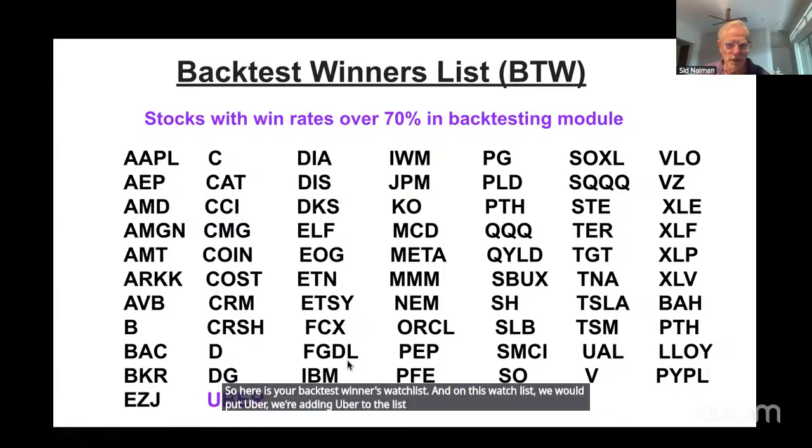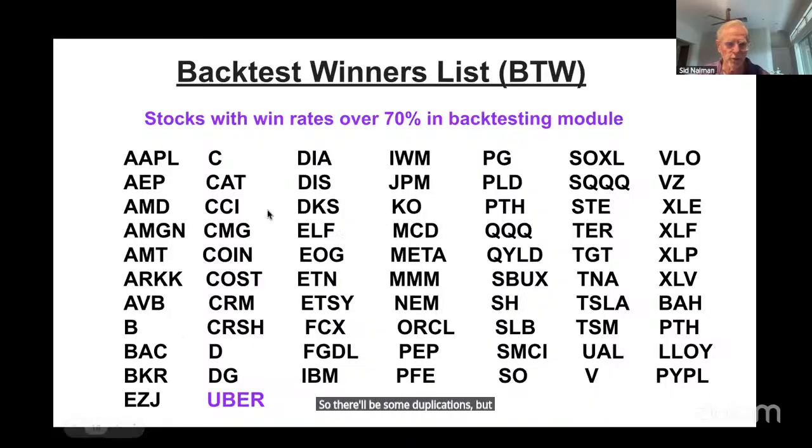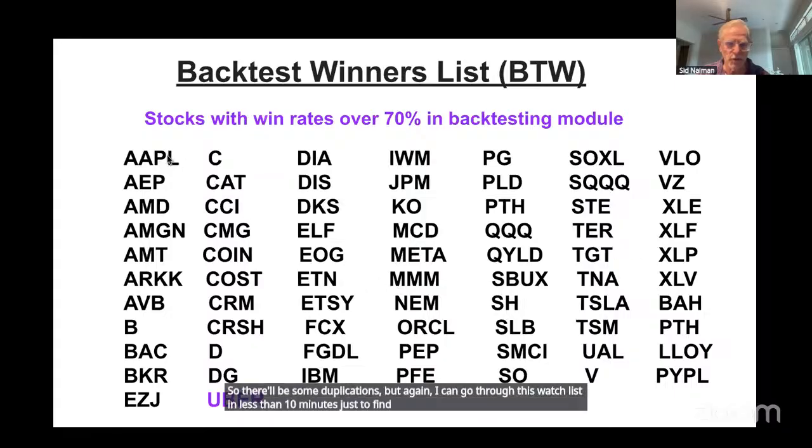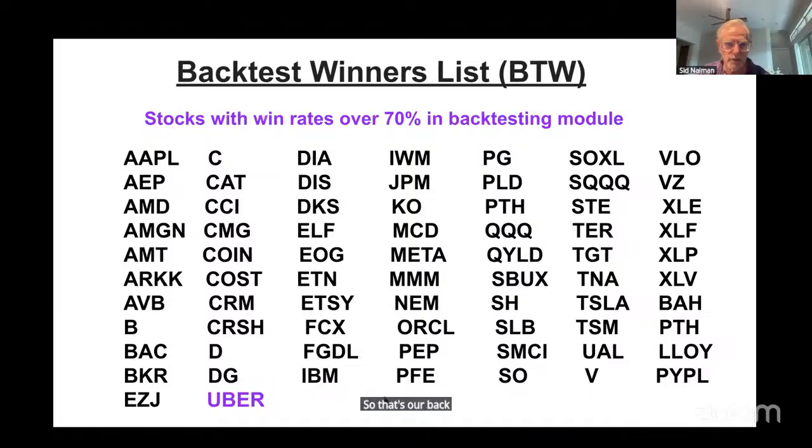Now, some of these, like IBM, you have on this backtest winners watch list. You also have my original watch list, which is a cross section of the market. So there'll be some duplications. But again, I can go through this watch list in less than 10 minutes just to find RSI oversold or overbought. Then I dive deep. So that's our backtest winners watch list.